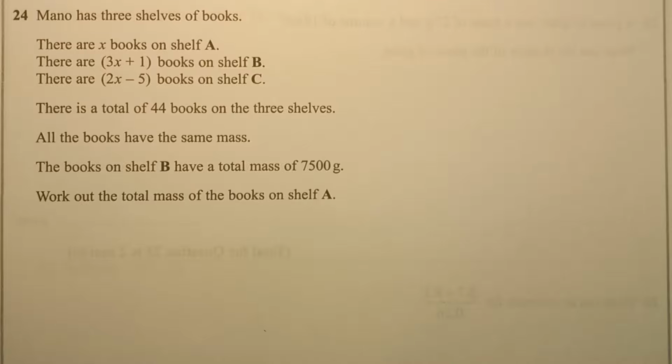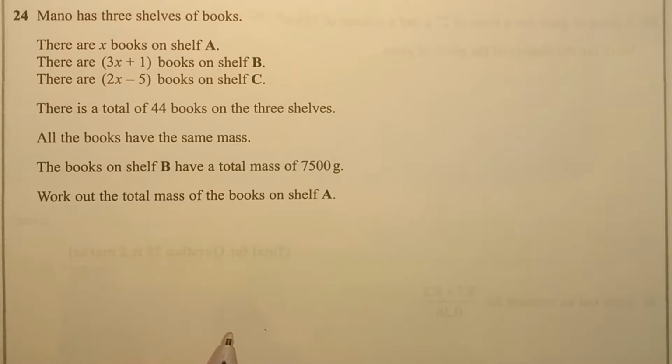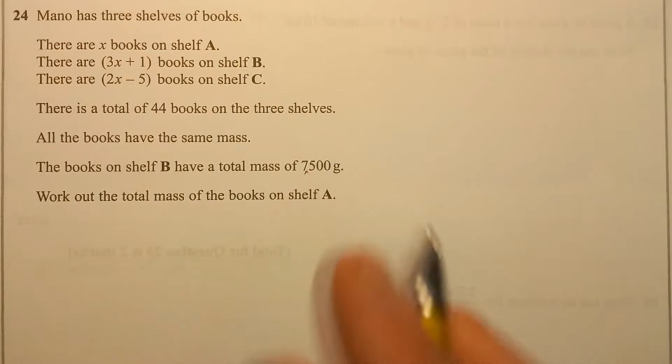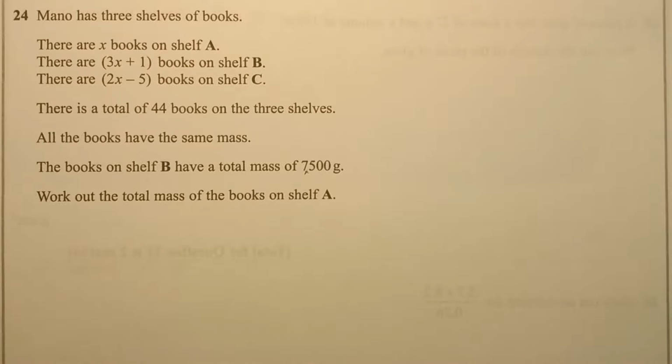Question 24. Mano has 3 shelves of books. There are x books on shelf A. There are 3x plus 1 books on shelf B. There are 2x minus 5 books on shelf C. There is a total of 44 books on the 3 shelves. All the books have the same mass. The books on shelf B have a total mass of 7,500 grams. Work out the total mass of the books on shelf A.